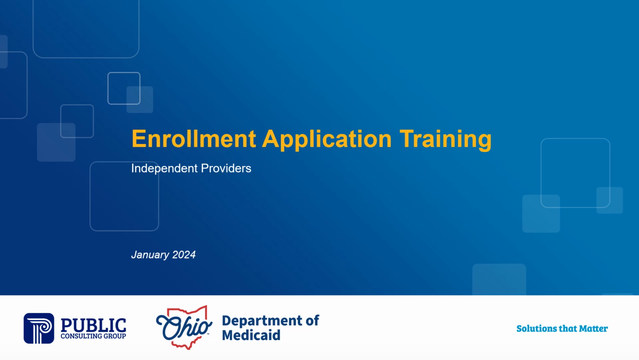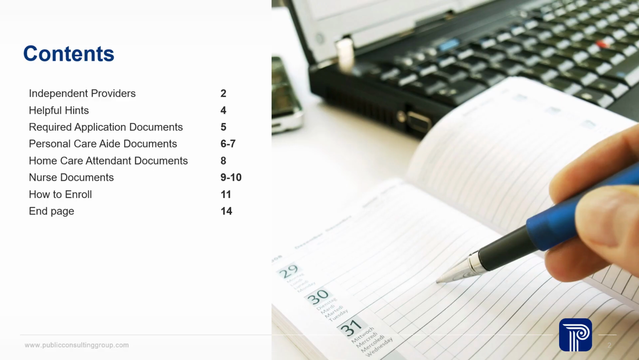The purpose of this training is to provide guidance in completing the required documentation for your Medicaid home and community-based waiver services provider application. We will review required application documents for independent providers and include documents specific to personal care aide, home care attendant, and nurse applications. At the end of the presentation, instructions to the online application portal will be included, with references to assist you in completing your application.